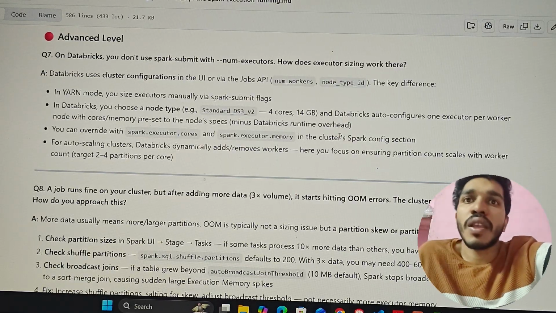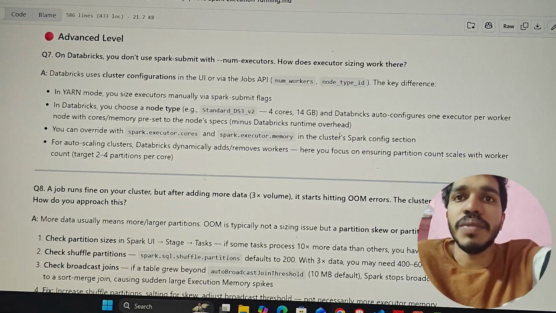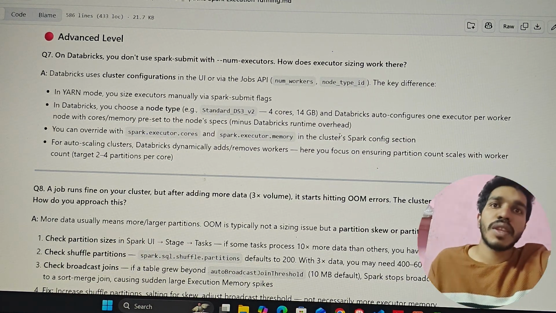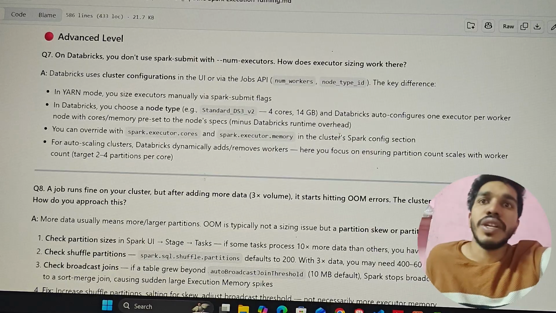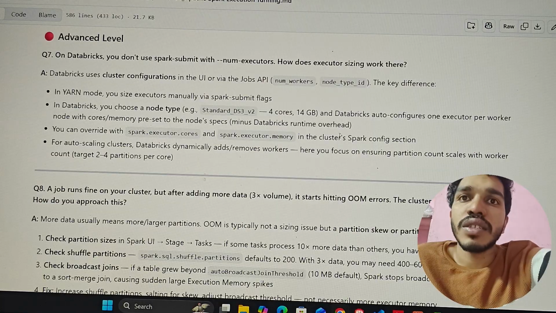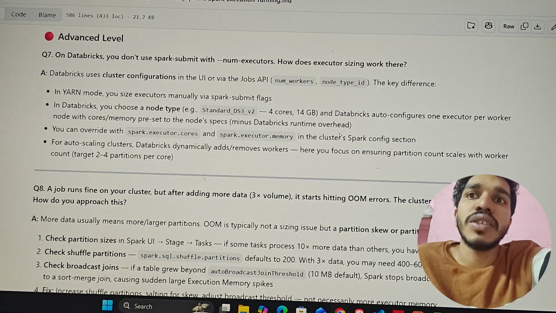4 cores, 40 GB, and Databricks auto-configures one executor per worker node with executor memory preset to the node size, meaning minus Databricks runtime overhead. You can override with spark.executor.cores and spark.executor.memory in the cluster Spark configuration section.